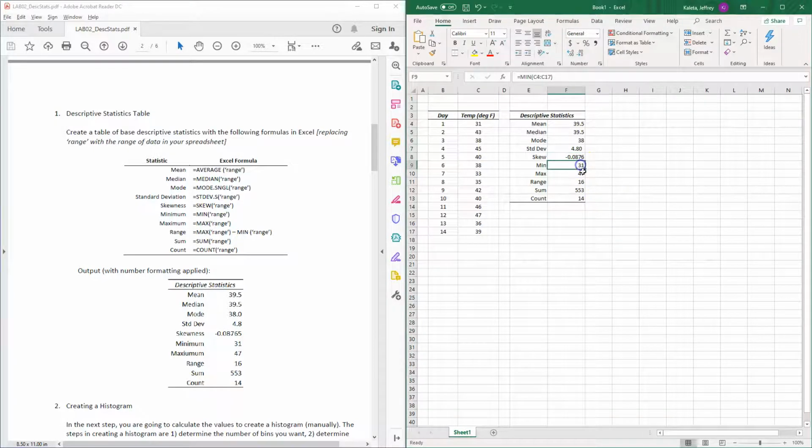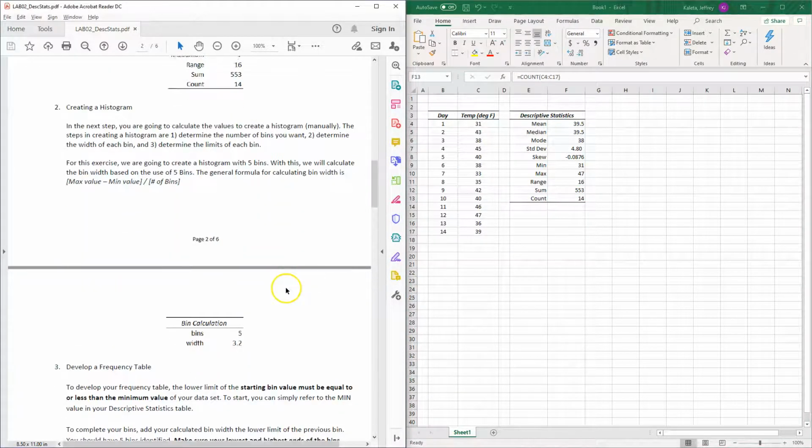I have a range of 31 to 47, 31 being the lowest, 47 being the highest, and that's a 16-degree temperature range. If I add them all up, it equals 553, and since we're talking about temperature, the temperature is not the kind of data that you would add up. So this number actually doesn't really mean anything for us, but it is a descriptive statistic. So we're going to include this in our analysis. And there's 14 days, so that kind of works out for us.